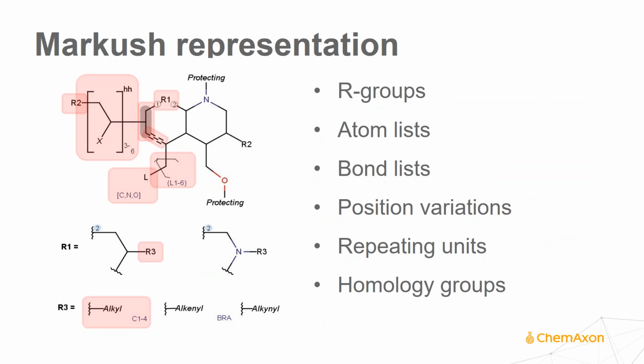Some words about our Markush representation and how it works. I strongly believe we have the greatest Markush representation on the market. So it technically covers all of the necessary features required to represent complex patent Markush structures. So we support R groups, atom list, bond list, position variation, repeating units, homology groups. In the case of homology groups, you are also able to define constraints for the number of carbon atoms or branched, not branched, the alkane structure, for example, and things like that.